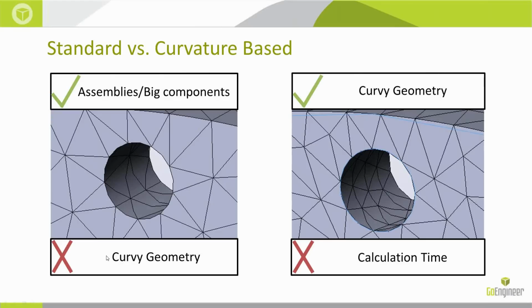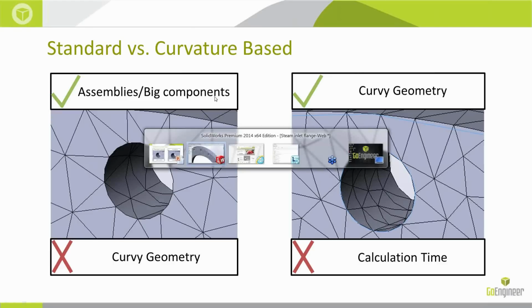The downside to that standard is you won't have very good accuracy around curves, and you will potentially have your mesh fail the way it just failed in my pressure vessel. So the first thing I always do if I see that fail, I switch over to curvature based. So let's try that.